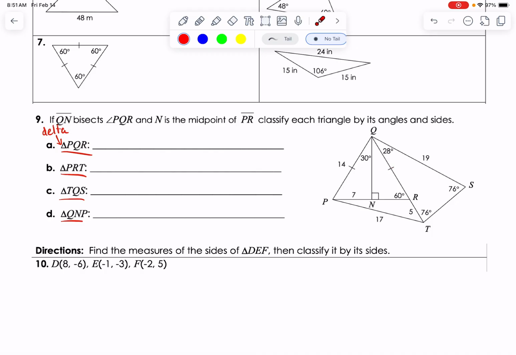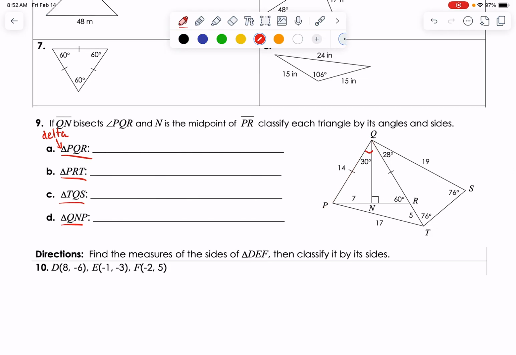So they've already marked some angles and some sides that are congruent on here, but they also give us some additional info. So first, they say that QN bisects angle PQR. So PQR is this angle right here. And if it gets bisected, then it's going to break up into 2 equal parts. So angle PQN is going to be congruent to angle NQR there. N is the midpoint of PR. So that means PN is going to be congruent to NR. I'm going to do those with 2 tick marks because we already have 1 tick mark pair. And from there, I think we are good to classify each triangle.